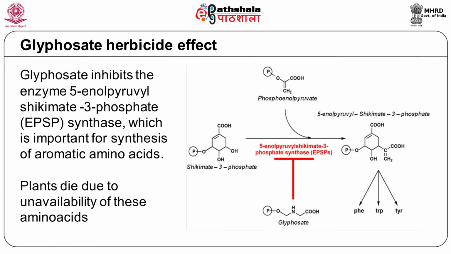Glyphosate is a broad spectrum herbicide that inhibits the enzyme 5-enol pyruvyl shikimate 3-phosphate synthase or EPSP synthase, which is important for synthesis of aromatic amino acids. The substrate phosphoenol pyruvate cannot bind to the active site of the EPSP synthase due to glyphosate binding. The plants treated with this herbicide die because they cannot synthesize proteins that require these amino acids.